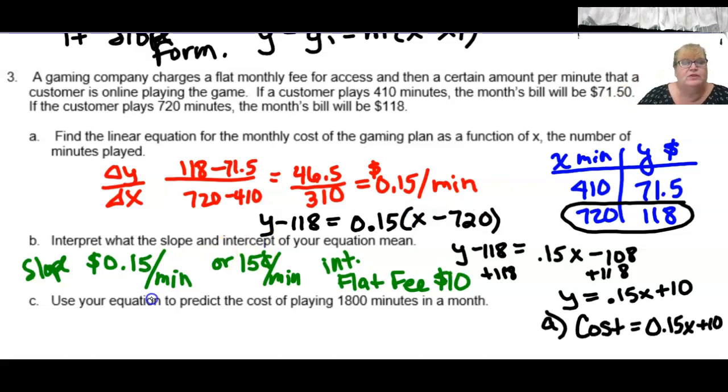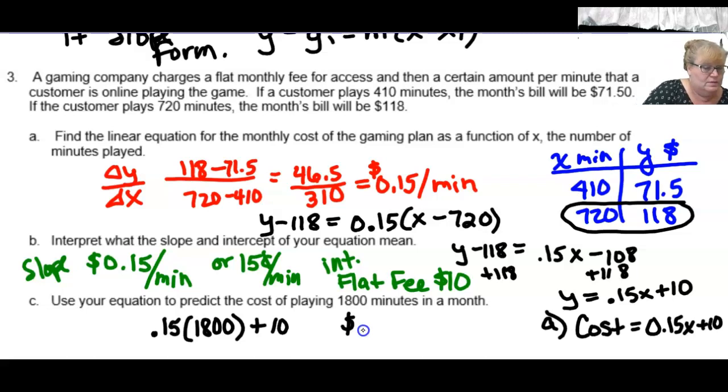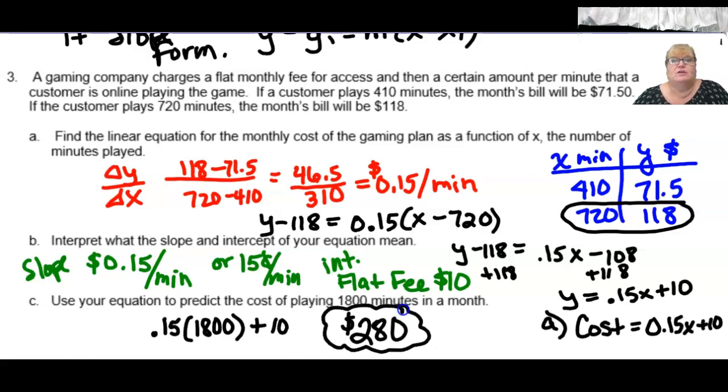All right, last part, use your prediction if somebody played 1,800 minutes. So we would just take 0.15 times 1,800 minutes plus $10, and their bill would be $280. Okay, I hope that's a really fun video game if 1 month costs $280. And I hope you have a job.